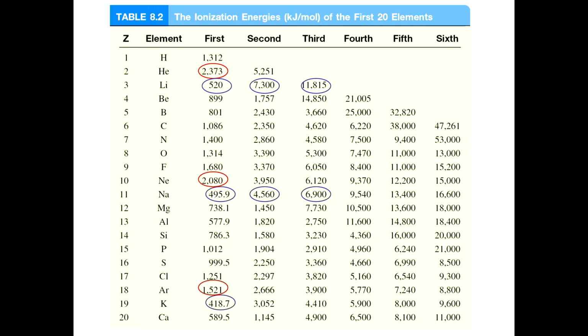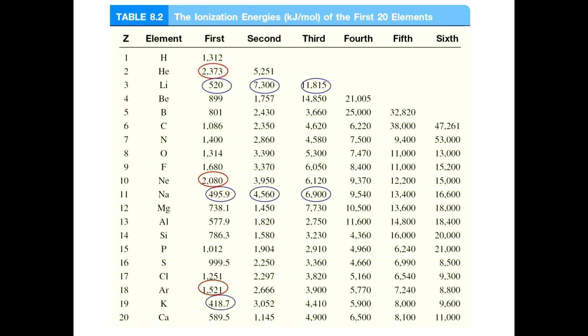So this table shows the ionization energy of the atoms. From here we can see, for noble gases, helium, neon, argon, basically their ionization energies are high, right? Why?